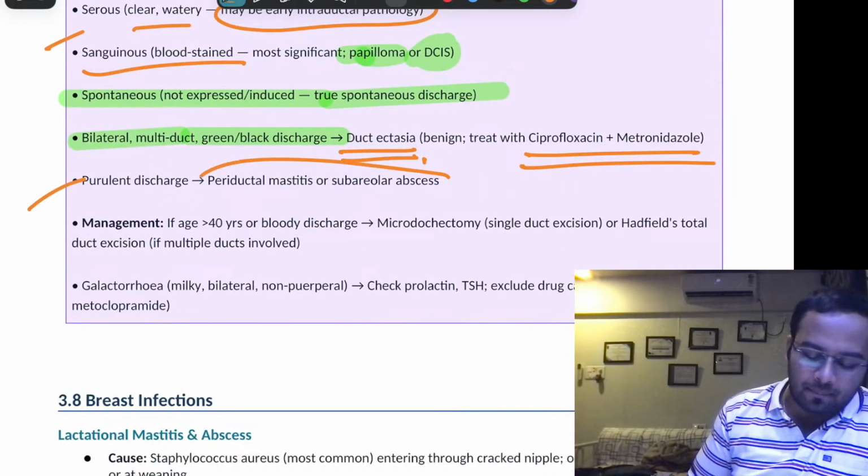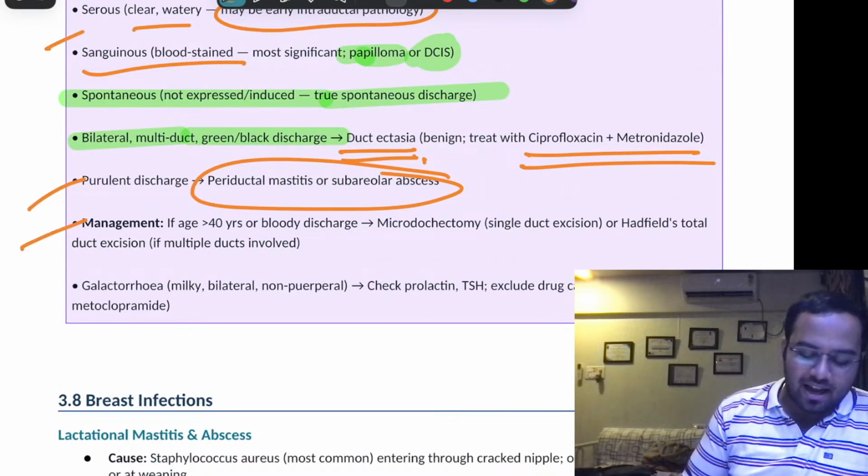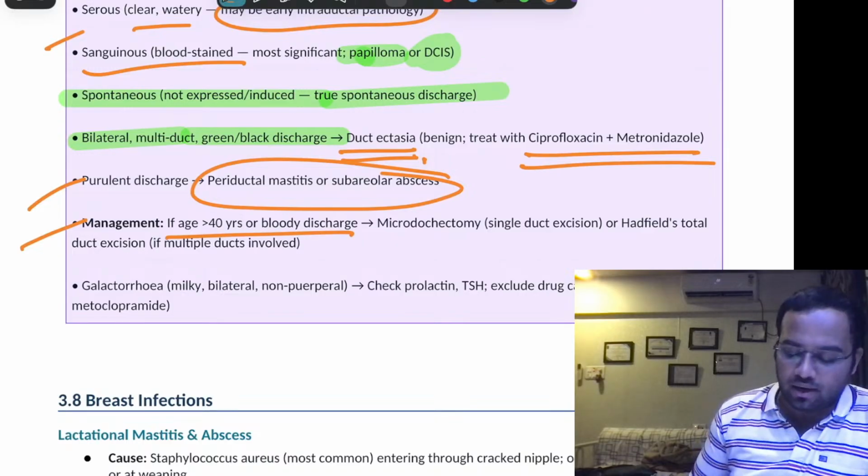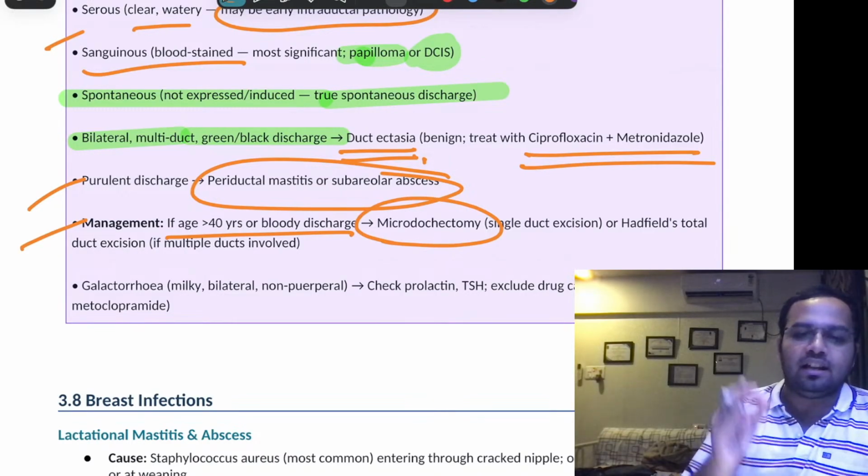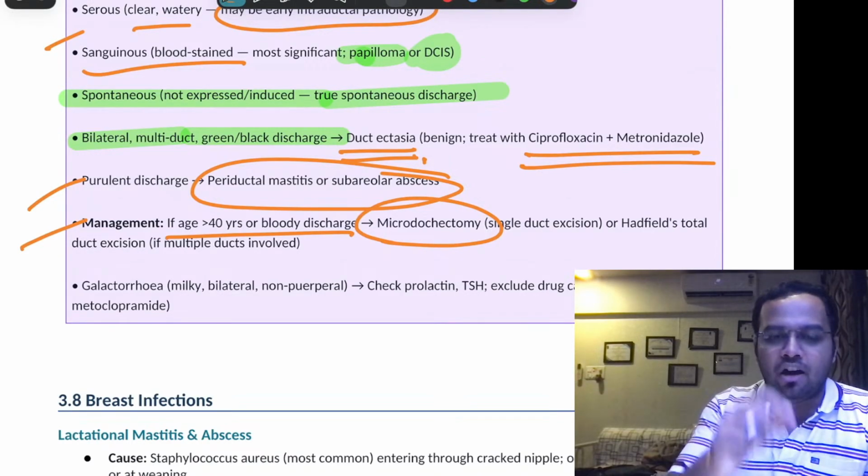Purulent discharge है तो it might be periductal mastitis or abscess. And management, more than 40 years है तो obviously you are going to remove that duct. Any 40 years bloody nipple discharge, that duct might have a papilloma or it might harbor a malignancy.